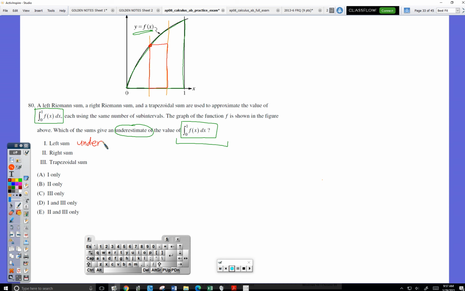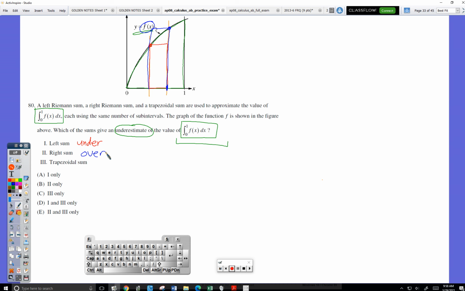The right Riemann sum, you go to the right side of the subinterval. Right here. The value of f on the right-hand side determines the value you use for your calculation. So in this example, the right Riemann sum is an overestimate. Cool.